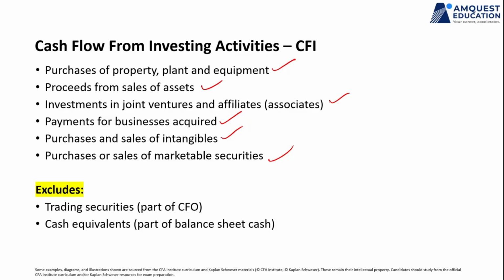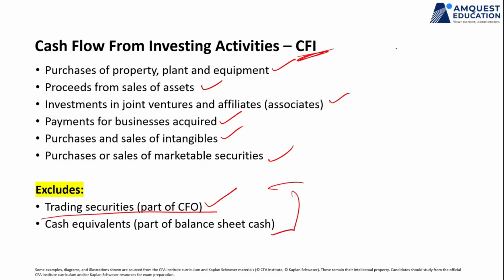By selling assets, the company can get some money. By buying assets, the company can spend some money. What is excluded? Trading securities. If you're buying securities for trading purposes, they are part of cash flow from operating activities. And cash equivalents, right? They are obviously part of the balance sheet cash. So you exclude these two elements while analyzing cash flow from investing activity.